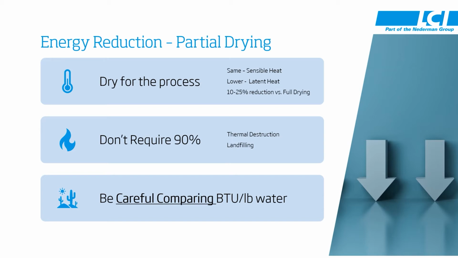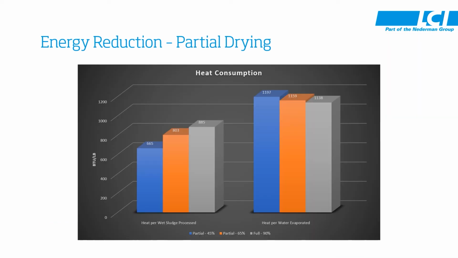But we have to be careful when we compare BTUs per pound of water evaporated. The reason is, since we're using the same amount of sensible heat, but we're lowering the mass of the water evaporated, we're actually going to trick the metric into saying we need more BTUs per pound of water, and that'll lead people to think we're using more energy. Well, that's not the case because you have to look at total overall energy usage. And in this case, we're actually going to lower the amount of BTUs required by the process, and that makes sense because we're not evaporating as much water.